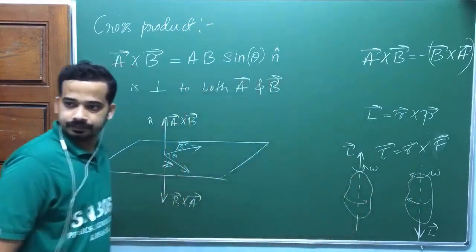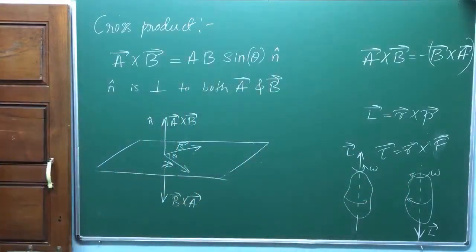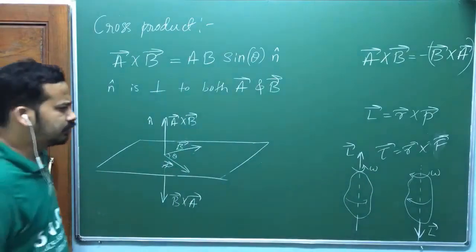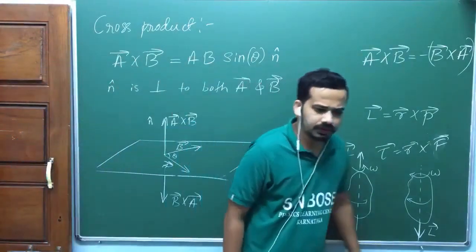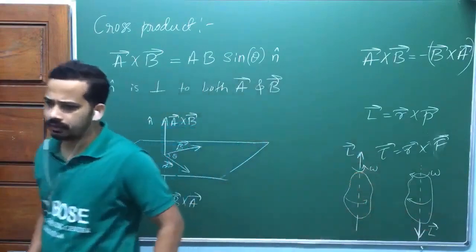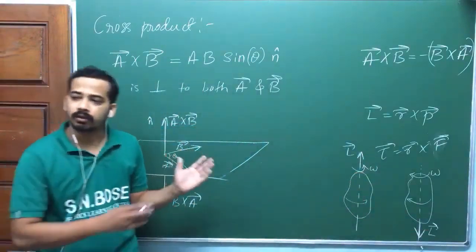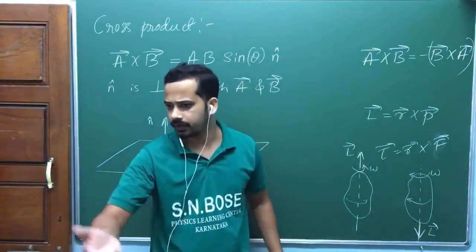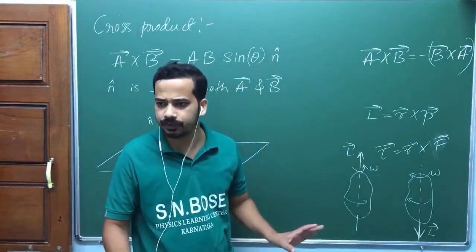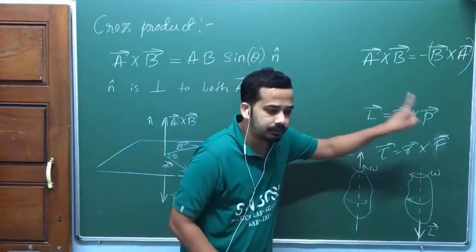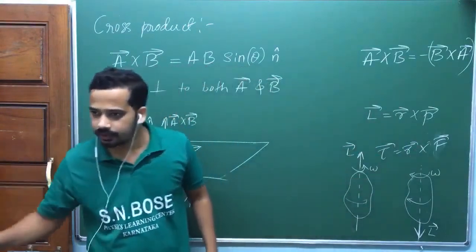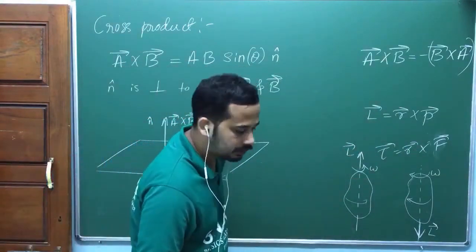Is it linked with vectors and matrices, like rotation matrices? No, not rotation matrices. That is a different story. Rotation matrices are for the rotation or transformation of a vector. I am not talking about transformation of a vector. I am talking about the cross product between two vectors. Transformation is different.